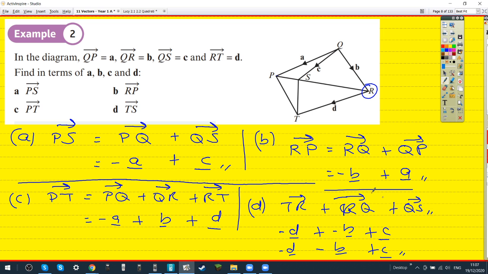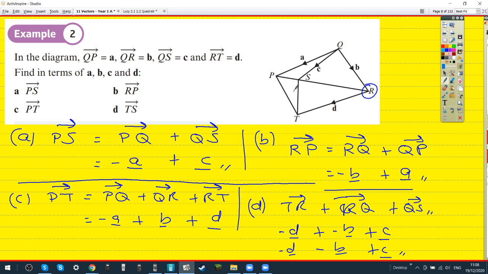After a while, when you get good with these, you don't have to put in the big letters like P to Q, Q to R to T. You'll just see it's minus A plus B plus D. But when the questions get more difficult, it does help to go back to big letters. Work out a route that works first, and then sub them in.